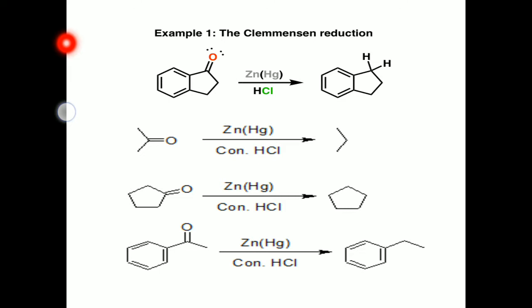This is cyclopentanone. In Clemmensen reduction, it is forming cyclopentane. This is acetyl benzene under Clemmensen reduction giving ethyl benzene. These are a few examples of Clemmensen reduction.